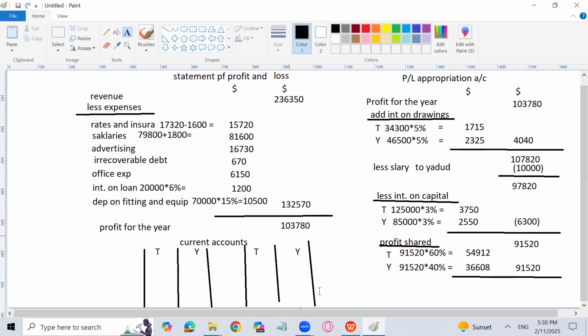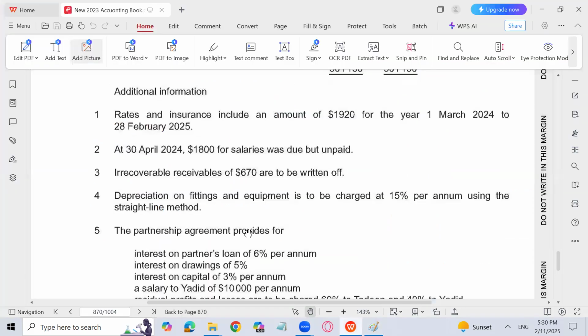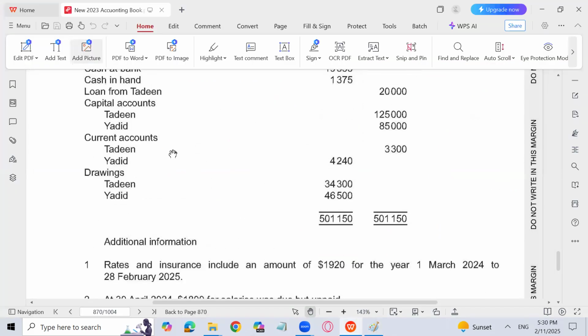So we'll start from the current account balance. For Nadine, it is 3,300, and for Yadid, it is 4,240. So Nadine, we have to pay him 3,300.